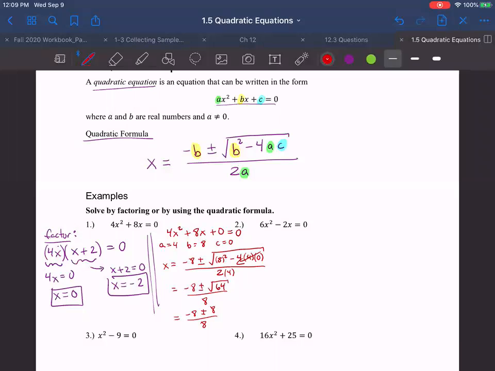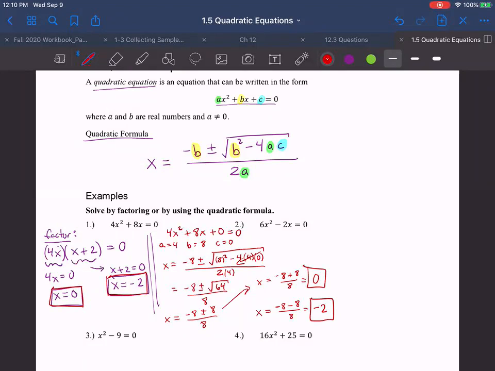And so now we have essentially two answers here for x. One we can do with the plus: x equals negative 8 plus 8 over 8. And the other is x equals negative 8 minus 8 over 8, from that plus or minus. Negative 8 plus 8 is 0, and 0 divided by 8 is 0, which matches up with one of our previous answers. And then this one is negative 8 minus 8, which is negative 16, and negative 16 divided by 8 is negative 2, which matches up with our other answer.